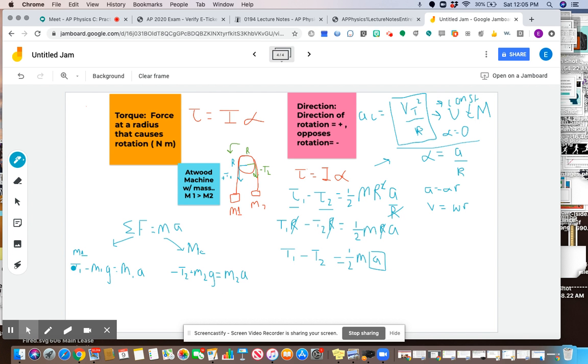We solve for T1 and T2. We plug in using a system of equations. Man, this is frustrating that this keeps happening. There we go.